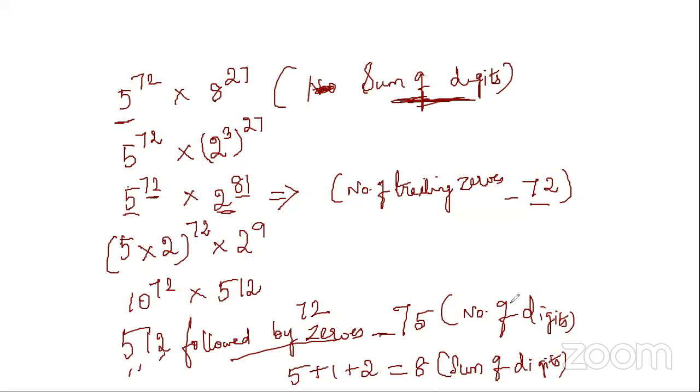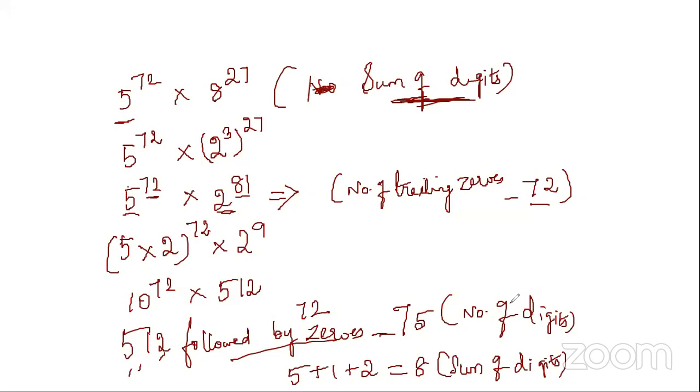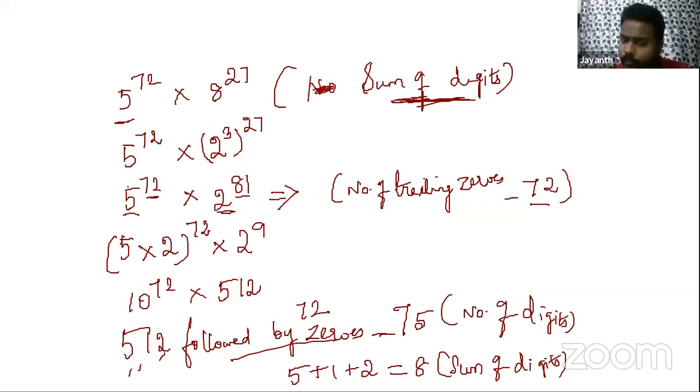Yes, sir. In the last part, you put 5 plus 1 plus 2. Could you repeat the last part? Okay, last part. Listen here. I hope up to this is clear: 10 power 72 into 512, right?